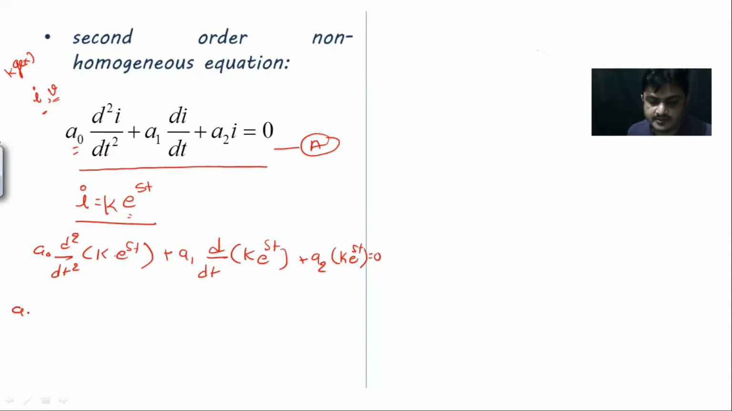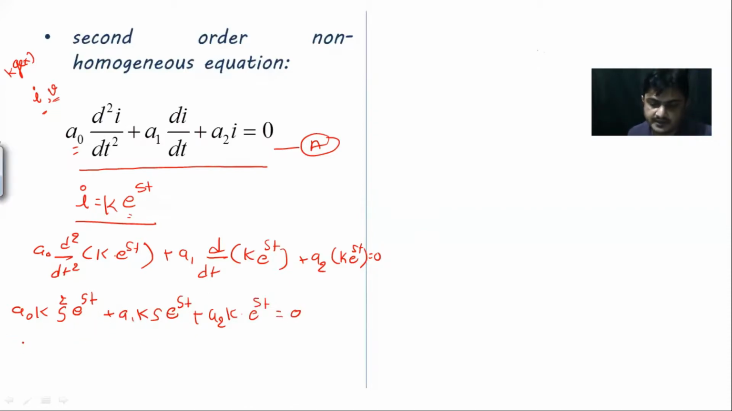So if I further simplify this, I will get a0. Now if I differentiate this, k is constant. If I differentiate e raised to st, what will I get? e raised to st, and if I differentiate the power, I will get s. Then I will take another differentiation of this. So I will get again e raised to st, and differentiation of s will become another s, so it will become s square. Similarly, a1, k is constant. If I differentiate this, then I will get e raised to st. This is the differentiation of e raised to st. Now differentiate this, so we will get s. Then a2 into k into e raised to st, that is equal to 0.